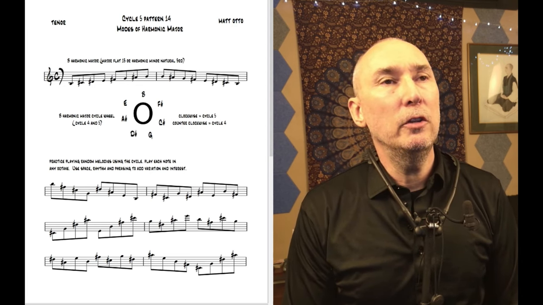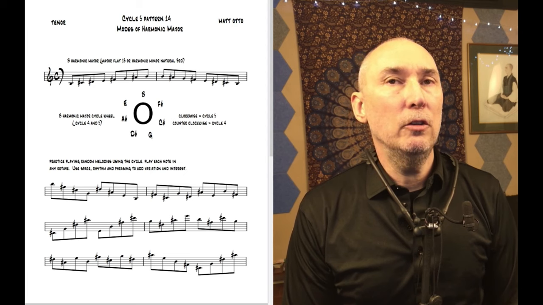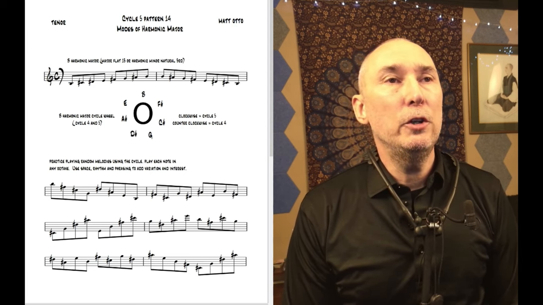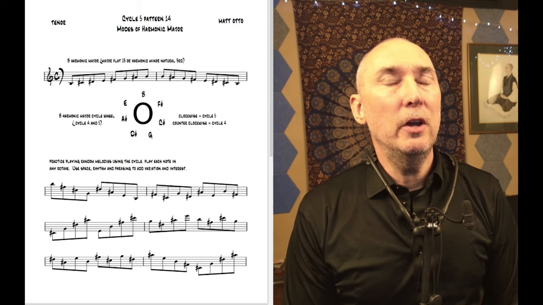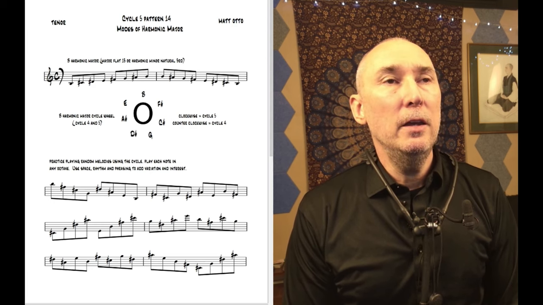And what you can see is that if you go clockwise, you get diatonic fifths, or cycle five. And if you go counterclockwise, you get diatonic fourths, or cycle four. Now, regardless of which direction you go, either ascending or descending, the cycle always remains the same. So in this case, clockwise is always cycle five, and counterclockwise is always cycle four.